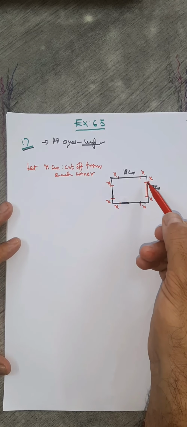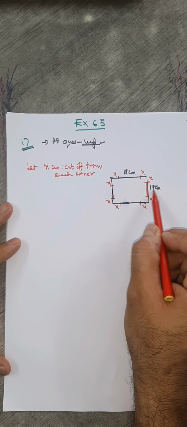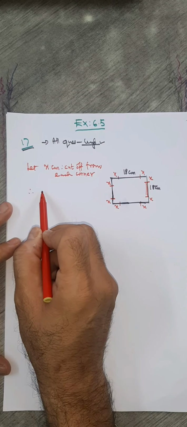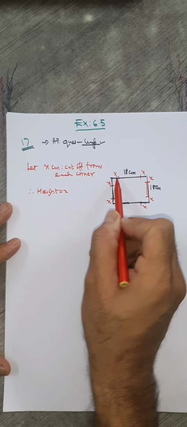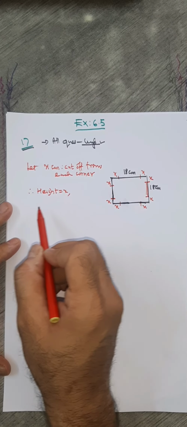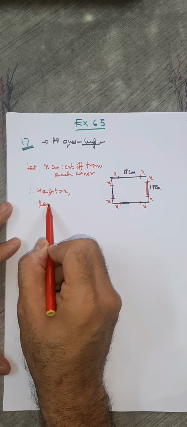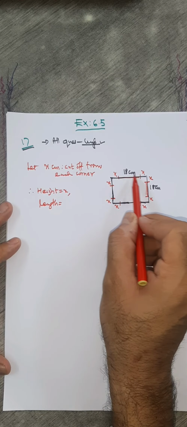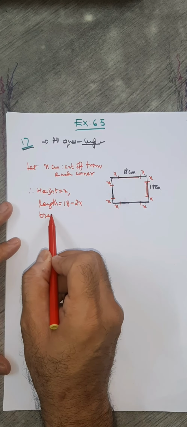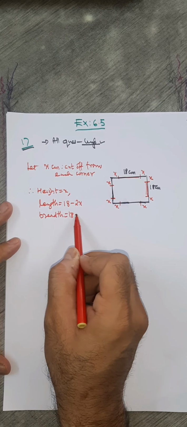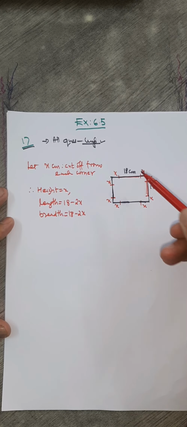So now when you fold this up, this becomes the height. Now what about the length? That is 18 minus 2x. So here you can write the height equals x. We cut this and fold up, so the height will be x. Next, the length: it will be 18 minus 2x. And the breadth would again be 18 minus 2x. Correct? We cut this portion and fold up, so this becomes the height.